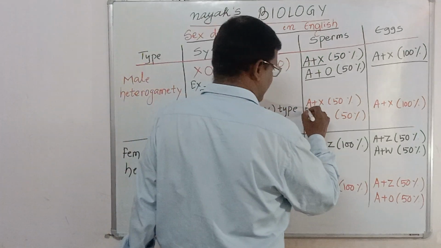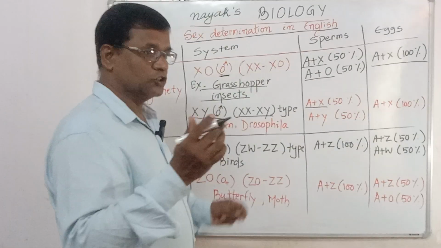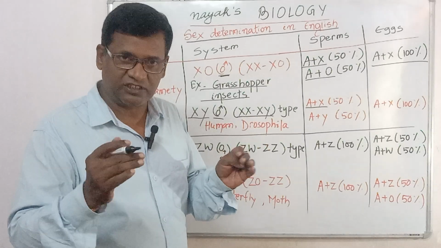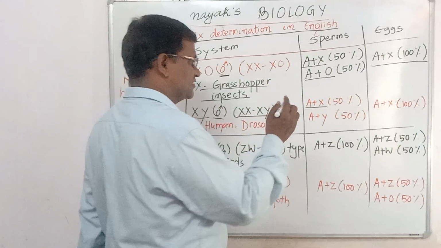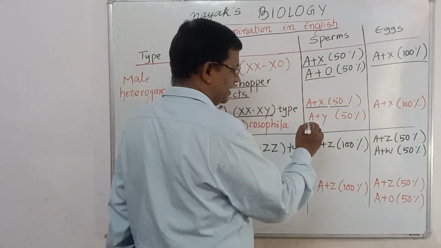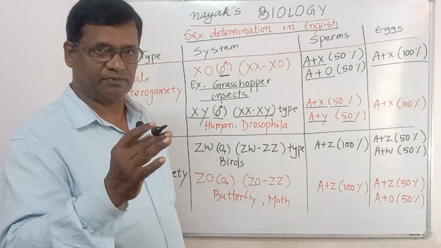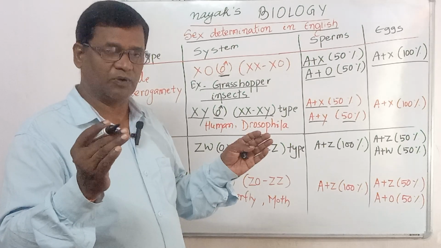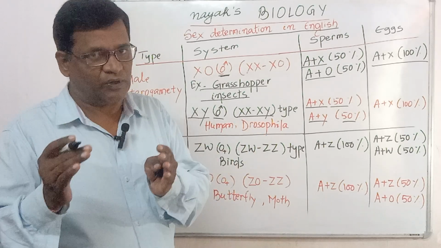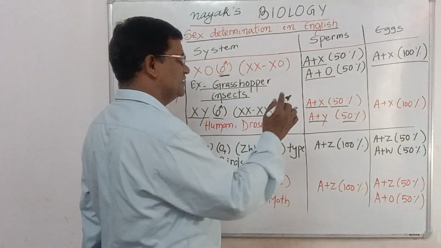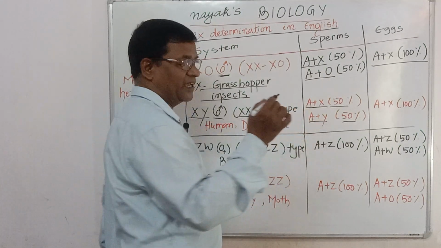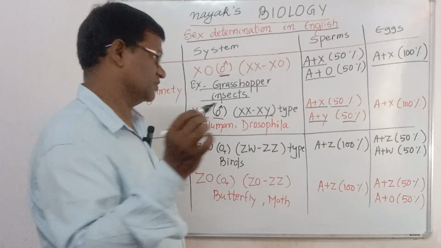You see, A plus X, A for autosomes, 50%. Suppose 100% of the sperm is ejaculated, then A plus X is 50% of the sperm and A plus Y is 50%. That means total sperm is 50% X type and 50% Y type. The X type we write as A plus X, A for autosomes and X for sex chromosomes.